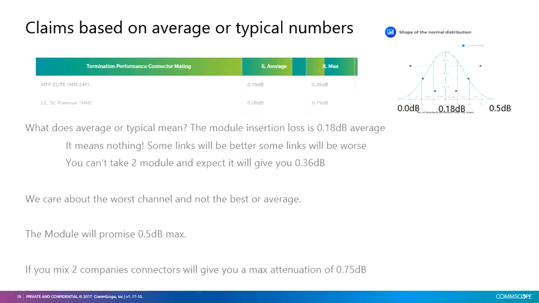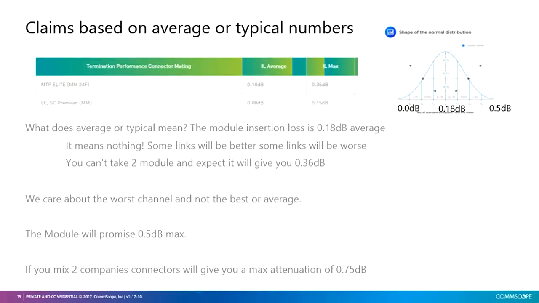So what does average or typical mean? This module insertion loss of 0.18 dB is average. You can see here the average or typical value for the MTP Elite connectors, they are saying it's 0.10 dB, and the IL maximum, they are claiming it's 0.35 dB. For the premium connectors, they are claiming 0.08 dB, and the maximum they are saying 0.15 dB.